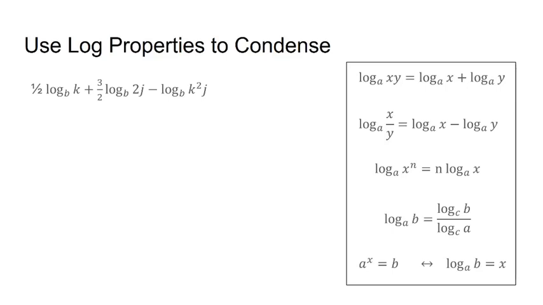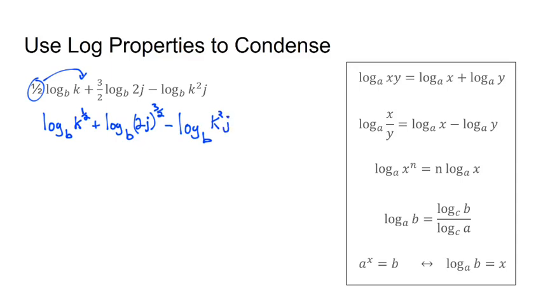Looks like I have one last example. Let's power through this one. It's going to be a little bit more complicated, but nothing too crazy. Once again, it looks like we have these coefficients out in front, so let's deal with these coefficients first. I'm going to rewrite that as log base b of k, but that k is to the 1/2 power. I took that coefficient and made it an exponent, plus log base b of 2j to the 3/2, minus log base b of k squared j.